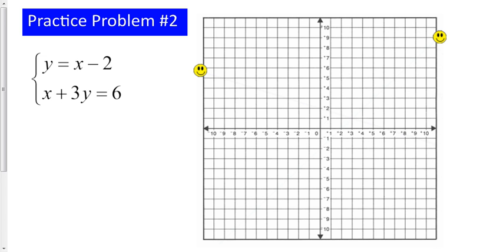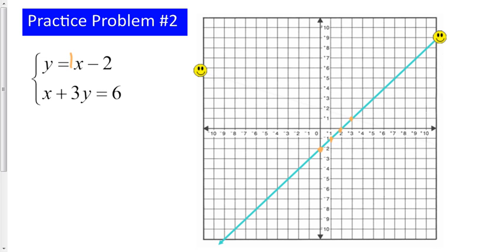And finally, here's the last one. I can plot y equals x minus 2. So here's -2. That's my y-intercept. My slope is 1, up 1 over 1, up 1 over 1, up 1 over 1. And so my line is going to be right here.